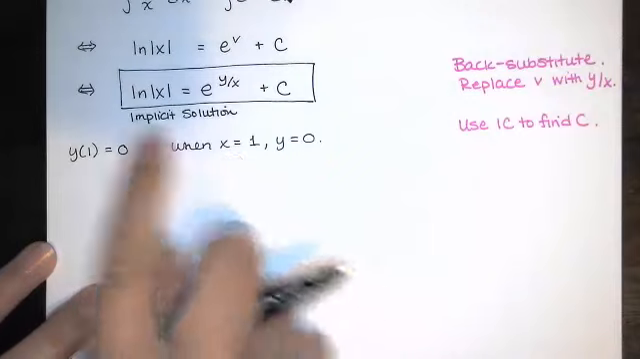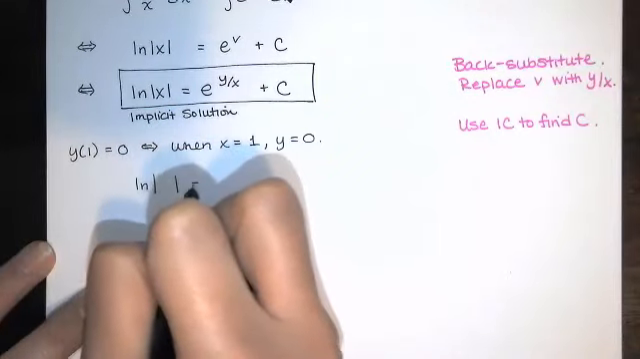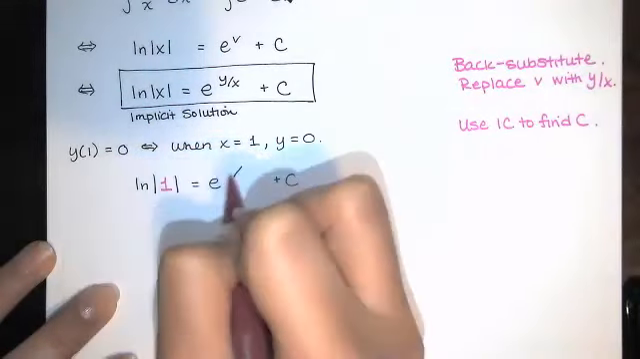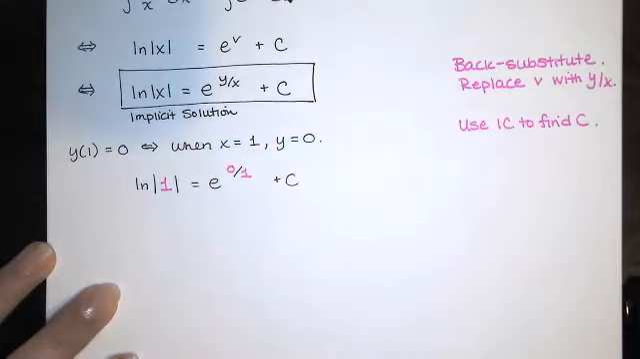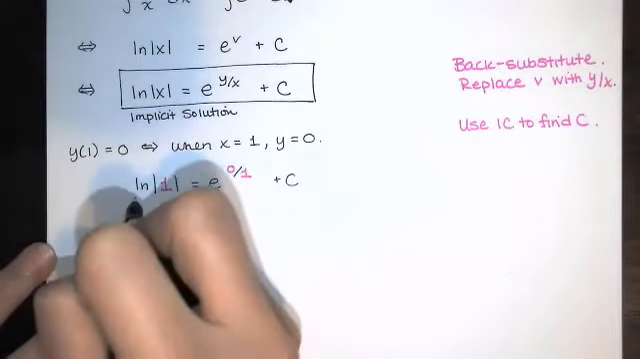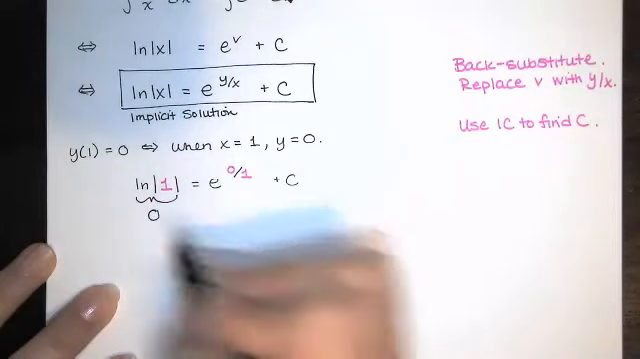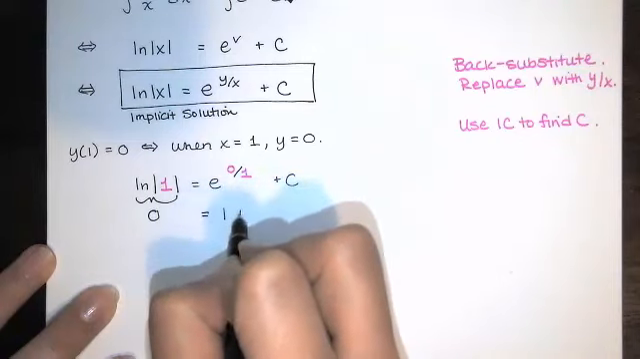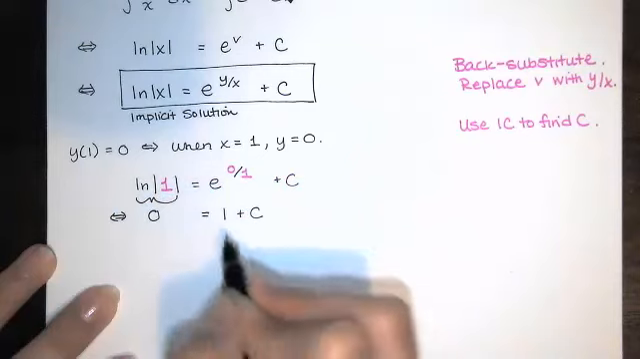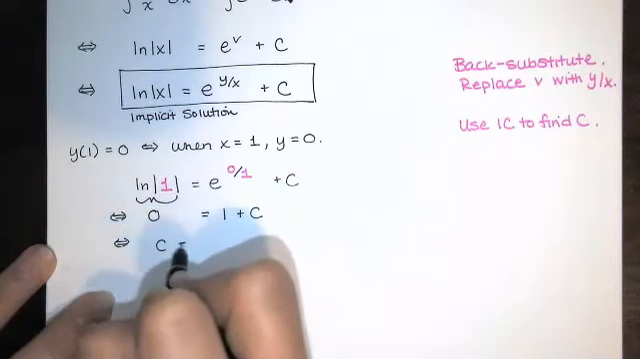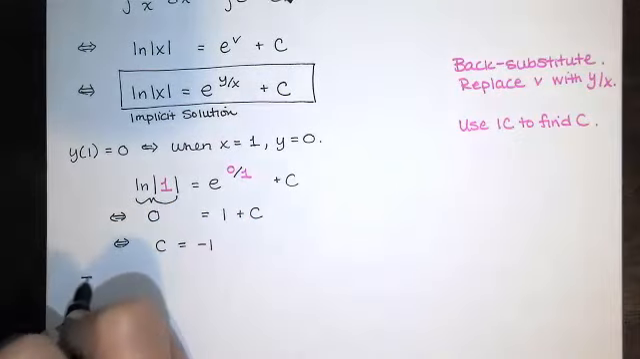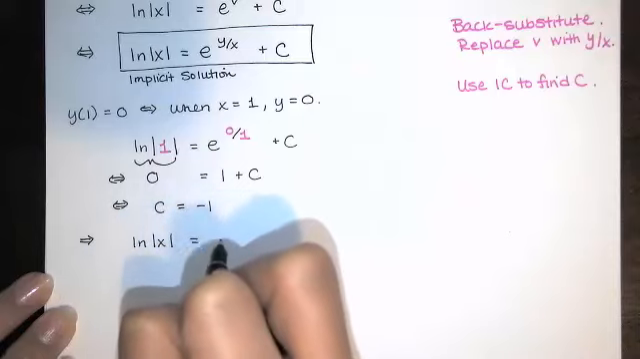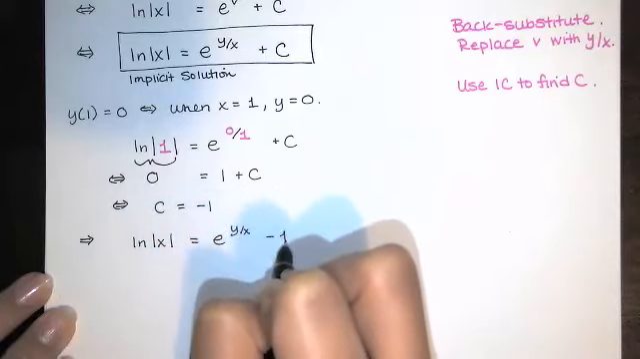So we want to substitute 1 for x and 0 for y. And simplify. Natural log of 1 is 0 because e to the 0 is 1, and that's how logs and exponentials are related to each other. You've got e to the 0 equals 1 over here. So 1 plus c is equal to 0, so c must be negative 1. So that means our implicit solution is natural log of the absolute value of x equals e to the y over x minus 1.